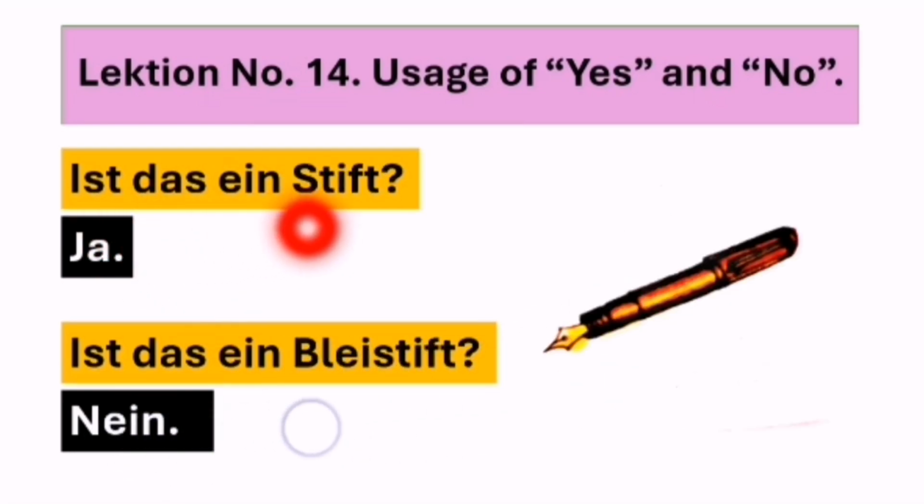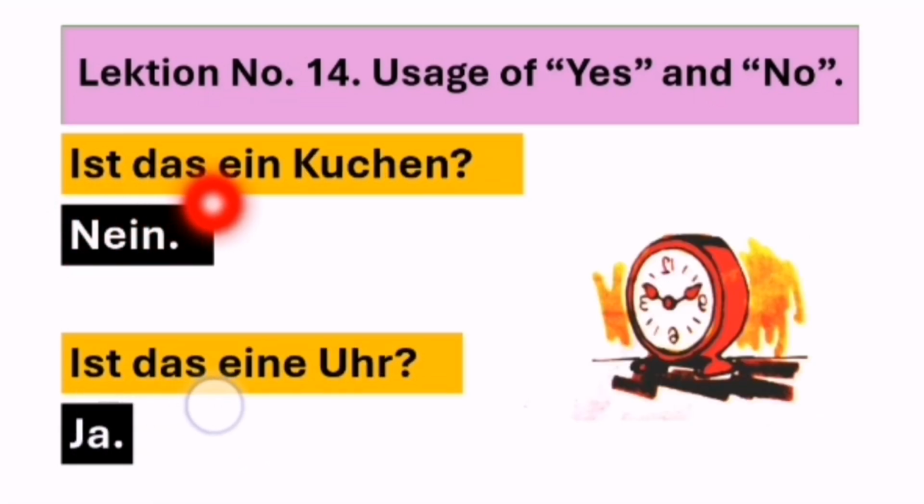Ist das ein Stift? Is this a pen? Ja. Yes. Ist das ein Bleistift? Is this a pencil? Nein. Ist das ein Stift? Ja. Ist das ein Bleistift? Bleistift means pencil. Nein. Ist das ein Kuchen? Is this a cake? Nein. No.